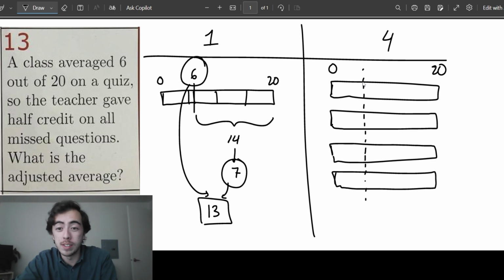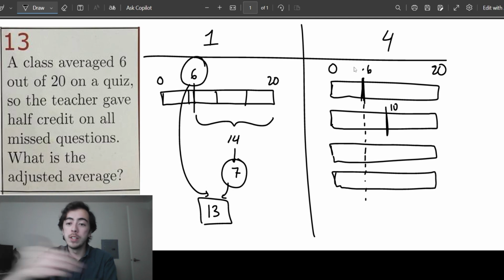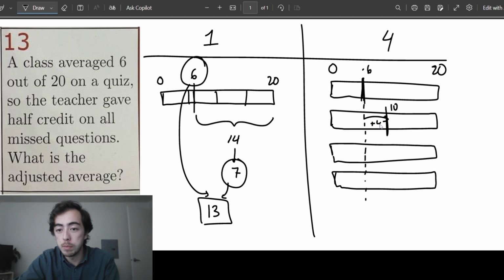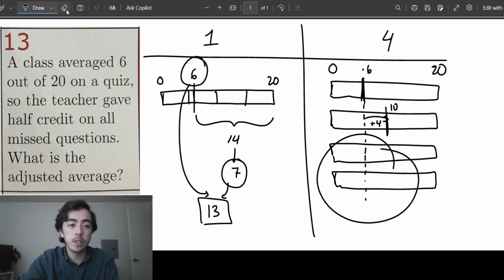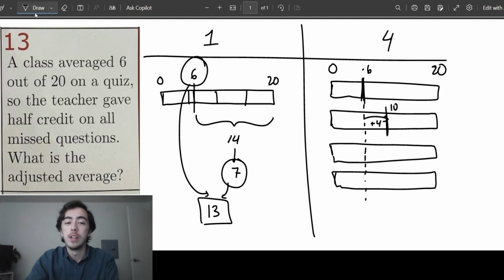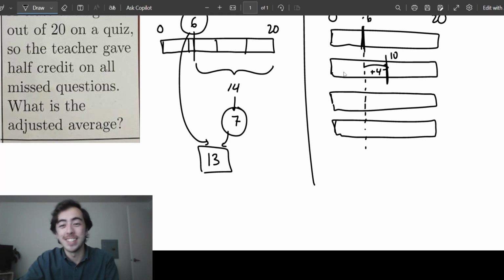So maybe let's set one of these kids at 6. Why not? So this kid right here has 6 points. But then this one, maybe this kid does a bit better and they have 10. And so I just upped their score by +4. And so to compensate, I need these 2 students to have a -4 so that the average still remains at 6. And so what's kind of funny is I could maybe give this kid a +2, and this kid could flunk it. That's actually kind of fun. Let's do it that way.